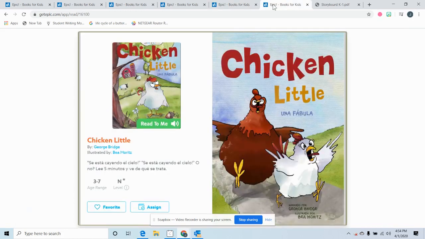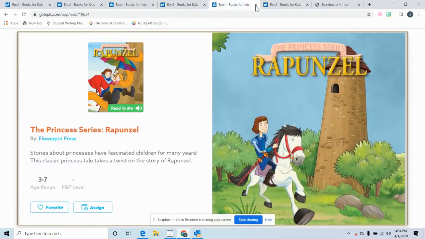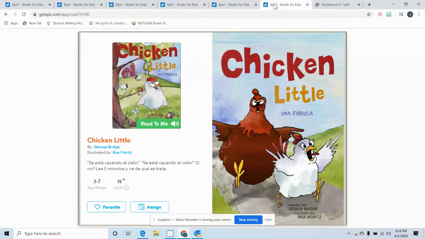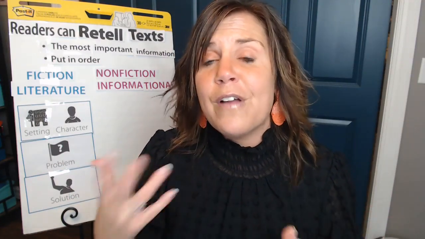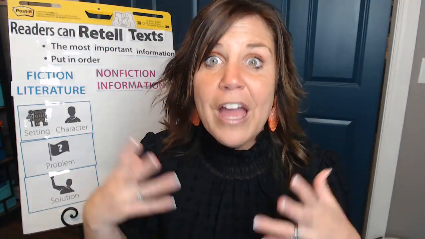And also there is Chicken Little. So there's Sleeping Beauty, Rapunzel, Chicken Little. There's lots of other stories like the Three Pigs on Epic. You can search Epic. If you don't have Epic, you can do this with any story, any storybook that you have. And so there might be other traditional stories that you know really well that you could practice this retelling with.